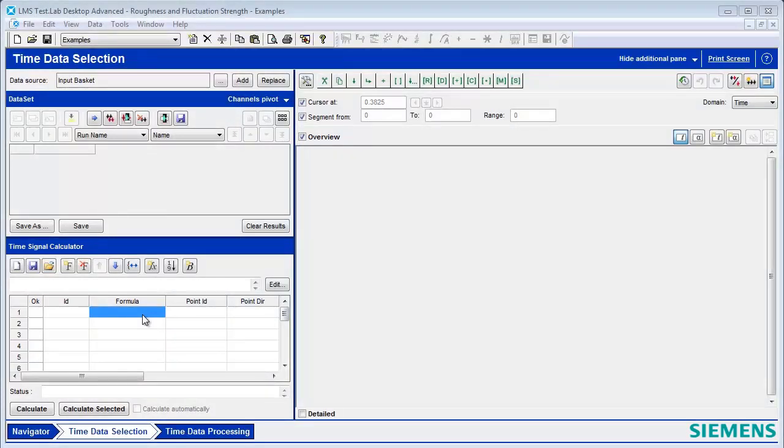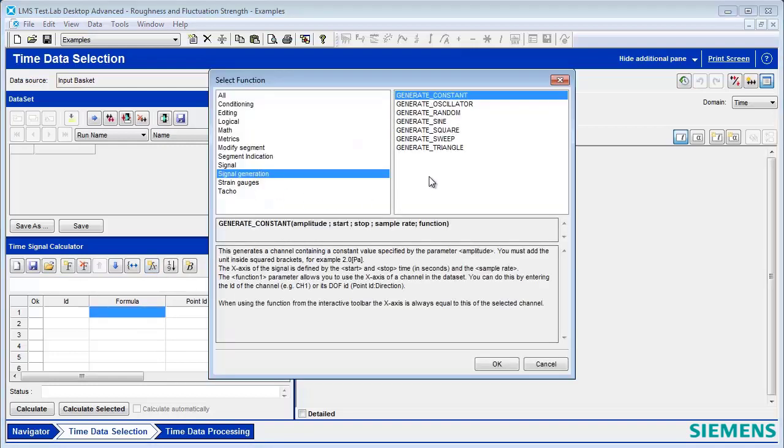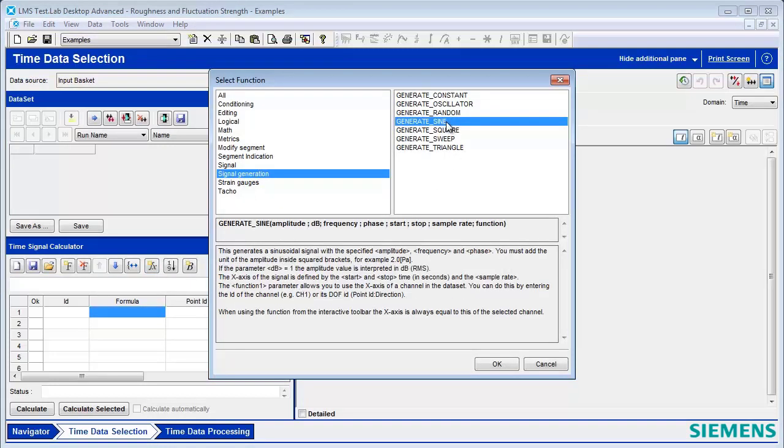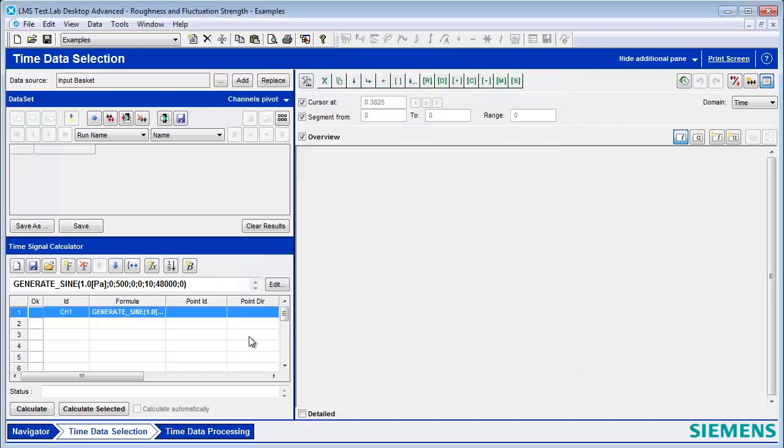The metrics roughness and fluctuation strength rate the amount of modulation present in sound signals. Let's create some modulated time signals here in Time Signal Calculator to see what they sound like. I'm going to signal generation here, generate sine wave. I'm going to generate a 500 Hz sine wave sampled at 48,000 times per second.